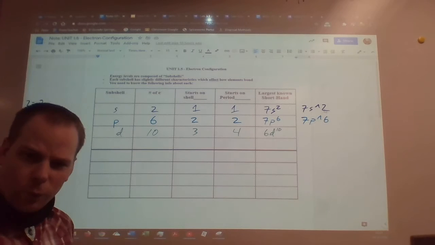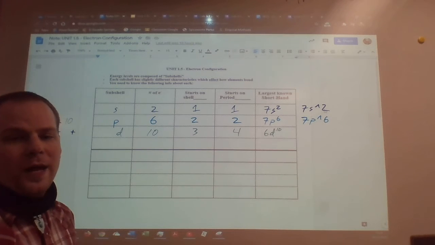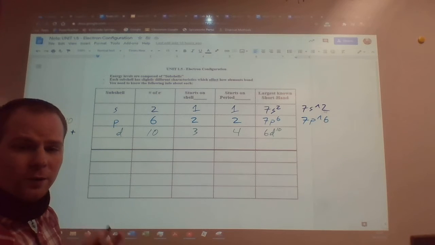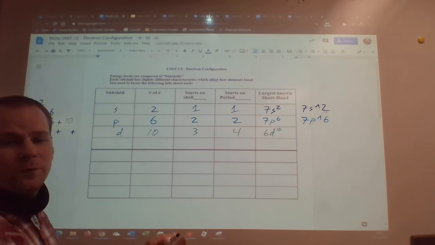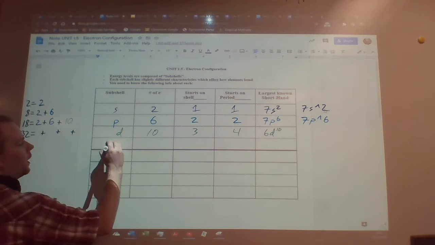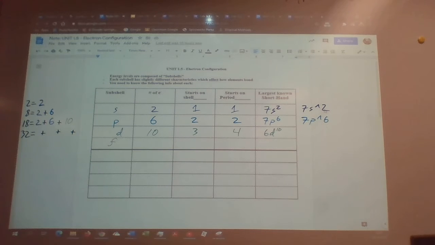And that leaves us with one final known, the F subshell, which is the largest subshell that we have actually confirmed its existence. We have actually found elements that hold this subshell, the F subshell. And I want you to tell me, I'm saying this as if you're actually sitting in the room, I want you to figure out how many electrons the F subshell can hold, considering the same information.